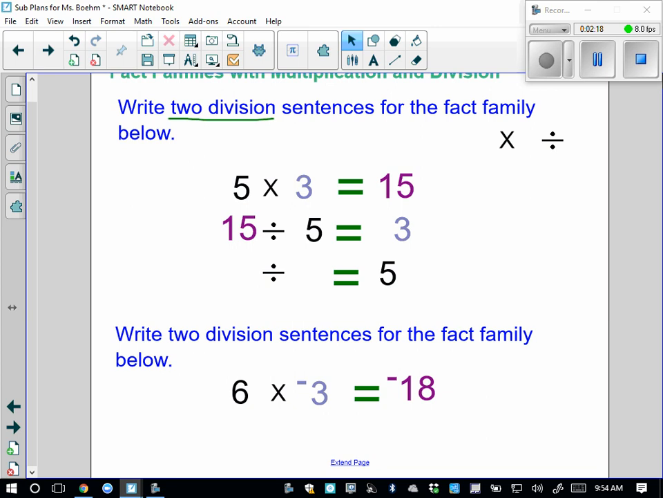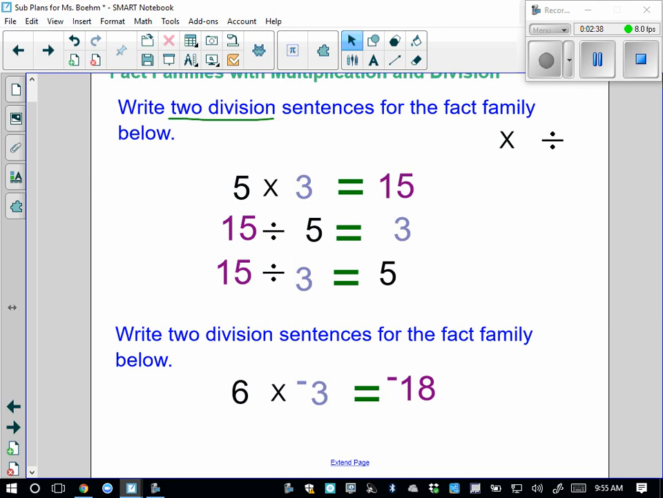So Julian, on the next one, what 2 numbers am I going to be working with? The 3 and the 15, right? So you just ask yourself, is it going to be 15 divided by 3 is 5? Yes. Or is it going to be 3 divided by 15? No. So that's your simple fact family. That's how you do a fact family.